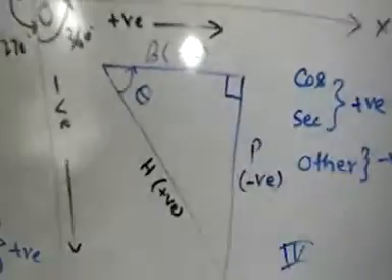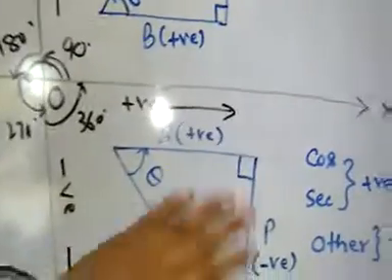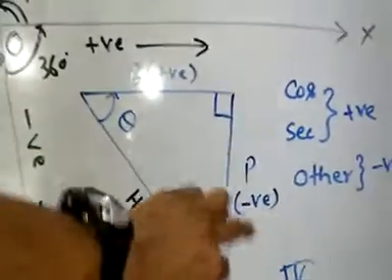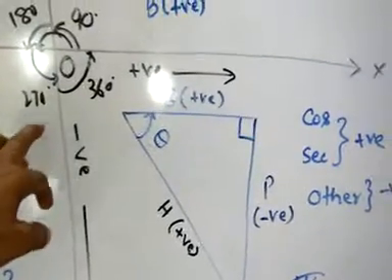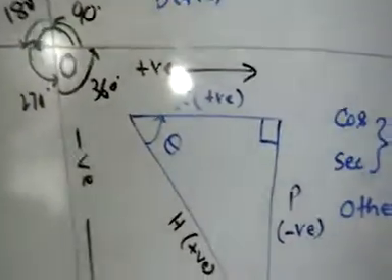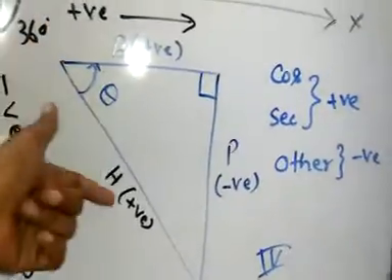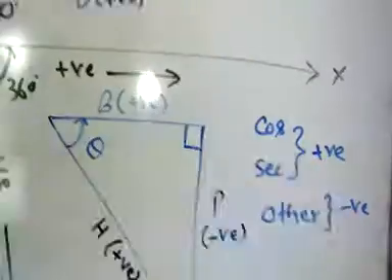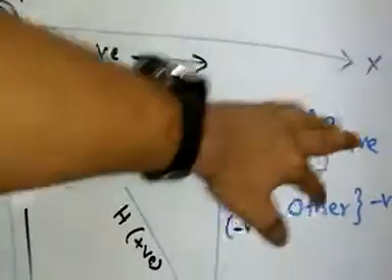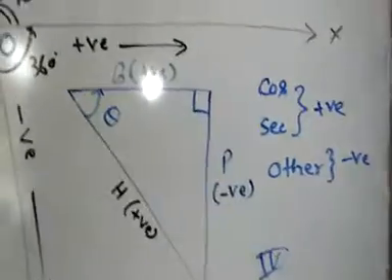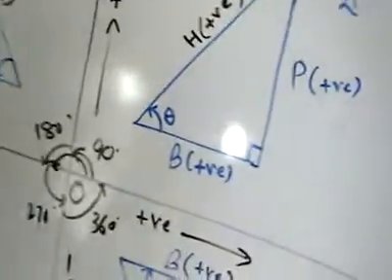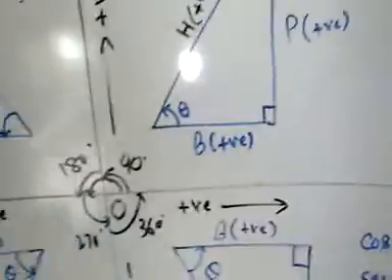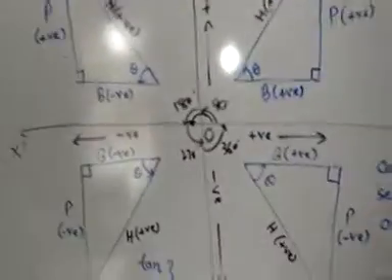If we go to the fourth quadrant, here we have the positive x-axis and negative y-axis. Then perpendicular is negative and base is positive, and hypotenuse is always positive. So this angle is between 270 and 360. The ratio between base and hypotenuse is cos theta, so cos theta is positive, and its reverse, sec theta, is also positive, and the other trigonometric ratios will be negative. And again from 360 the values repeat.